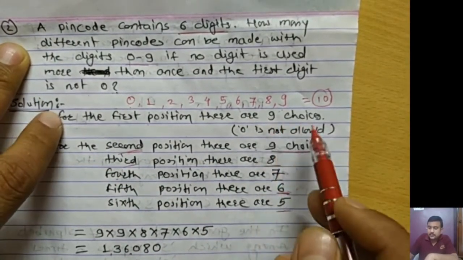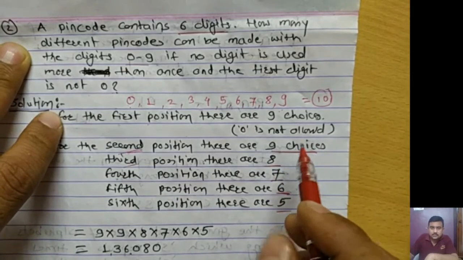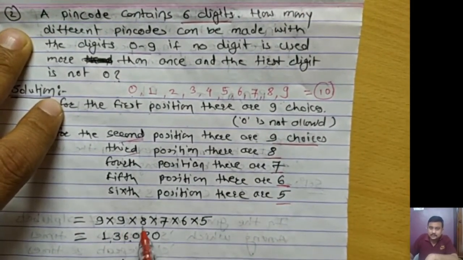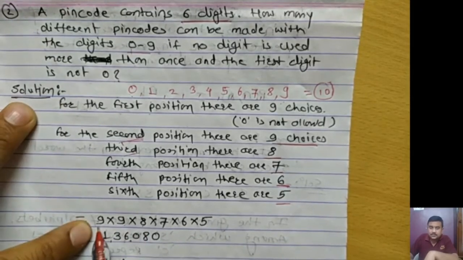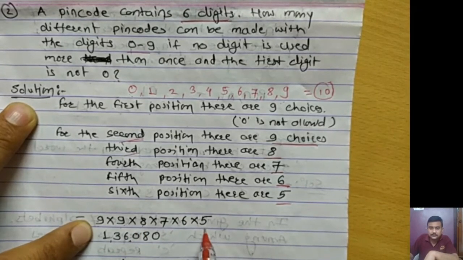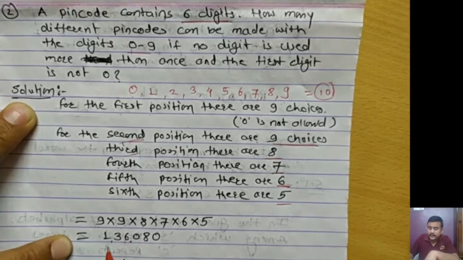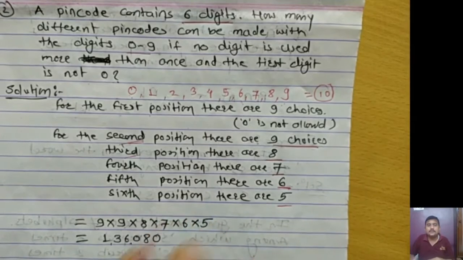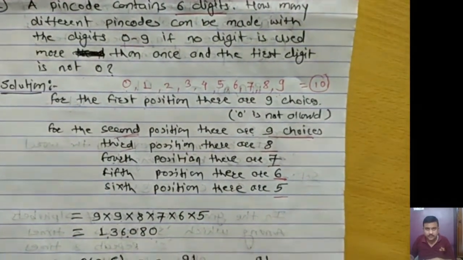So if we calculate this with the help of multiplication, we get 9 into 9 multiplied by 8 by 7 by 6 by 5. First position 9 choices, second position 9 choices, then third 8, 7, 6, 5. So we get a total of 1,36,080.